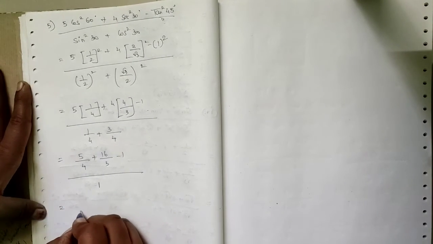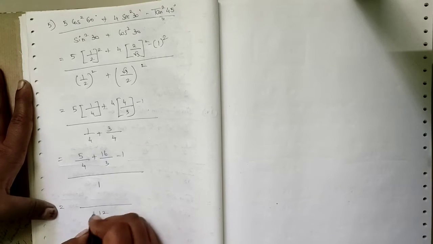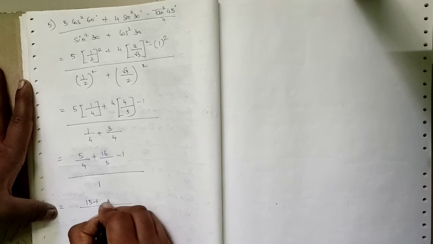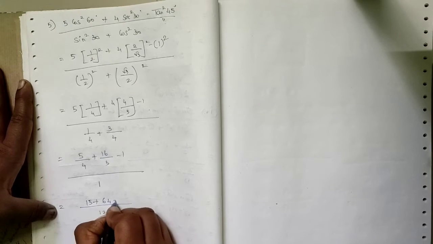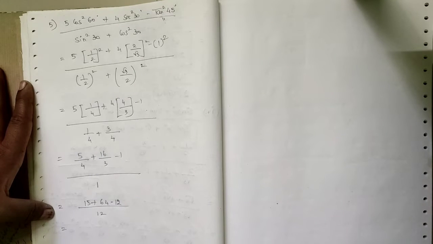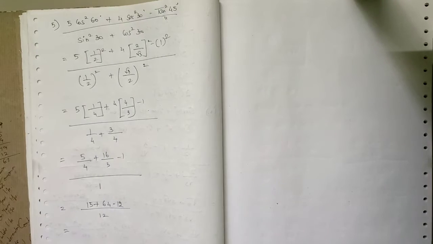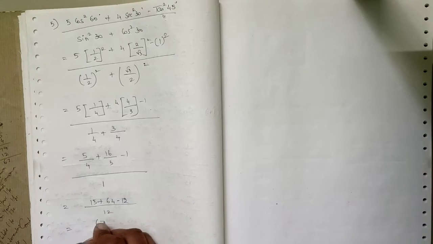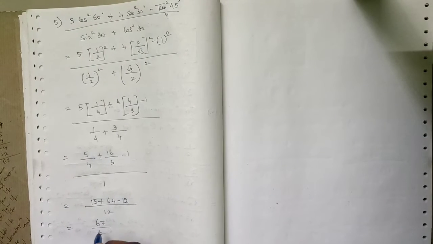So if we take a common LCM for this, it will be 12, 15. So the answer is 67 by 12.